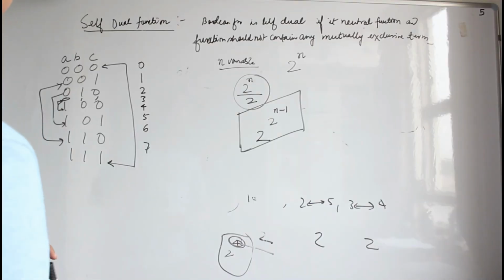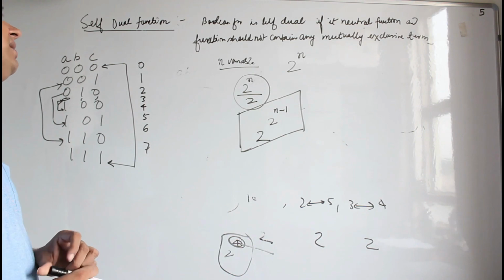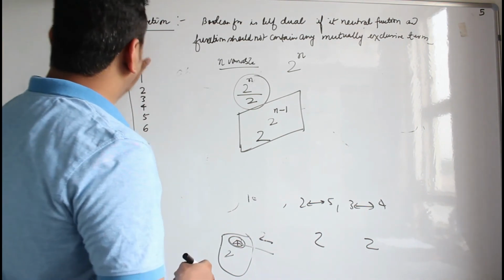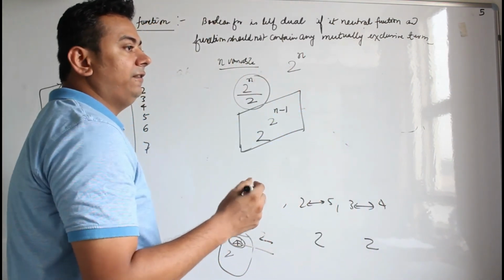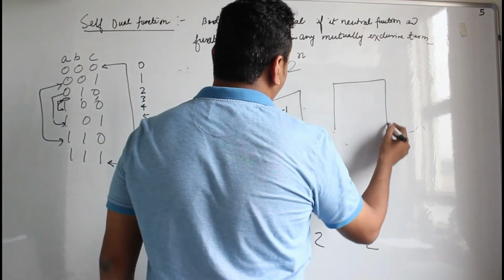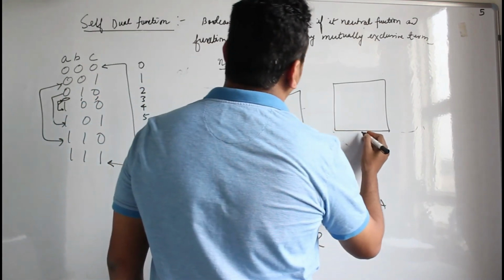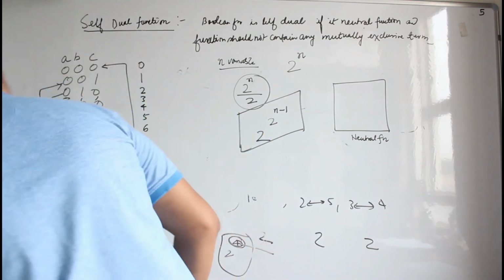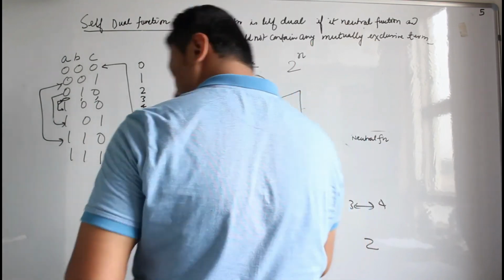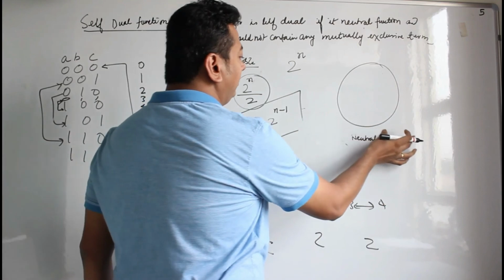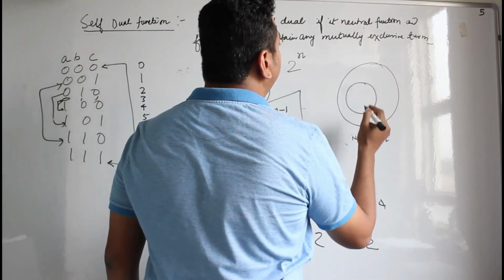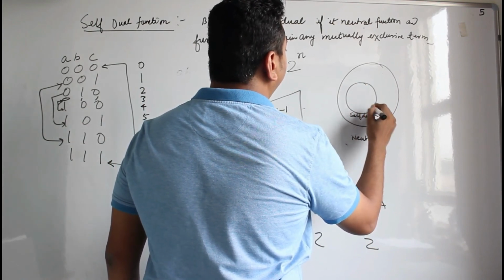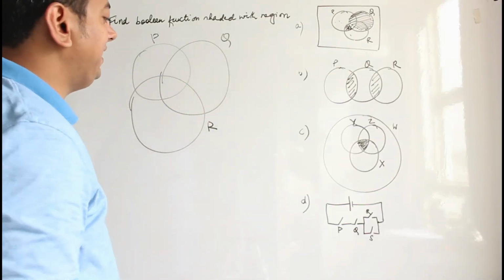So what is the relation between neutral functions and self-dual functions? A self-dual function is only possible if it is a neutral function, right? So can I say the neutral function set is a superset of the self-dual function set? Of course. A self-dual function has to be first neutral, right? So if I have a set of neutral functions, then this set inside it is the self-dual functions.